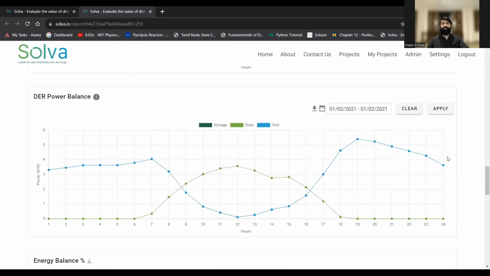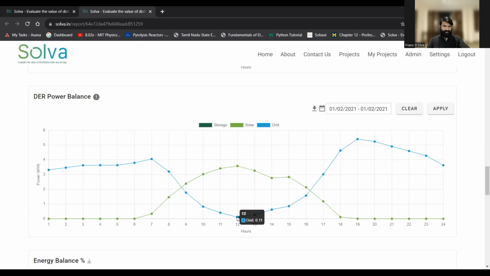With the DER power, the next graph that we see is the DER power balance. Here we can see the contribution of grid as well as solar in order to satisfy the load. In the time where there is no solar, we can see that most of the load is satisfied by the grid and there is zero solar. While during solar hours, solar contributes to a certain extent for the load and grid becomes almost zero during the peak. However, it does not become completely zero and there is still a minimum contribution by grid in this case.